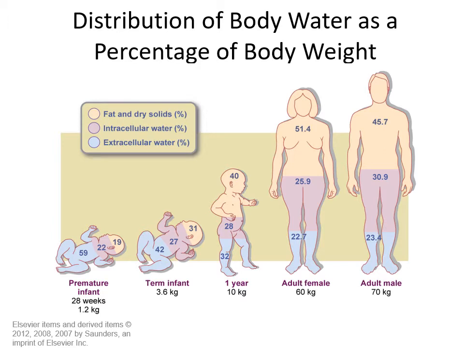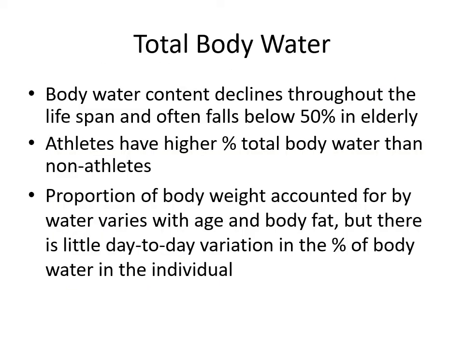So here we just have a nice graphic looking at the distribution of water as a percentage of body weight, and again we have our different compartments. So we see fat and dry solid, intracellular water, and then extracellular water. And so what you can see is that the percentage of total water changes as we reach adulthood. So body water content declines throughout the lifespan and often falls below 50% in the elderly, whereas athletes will have a higher percent total body water than non-athletes.